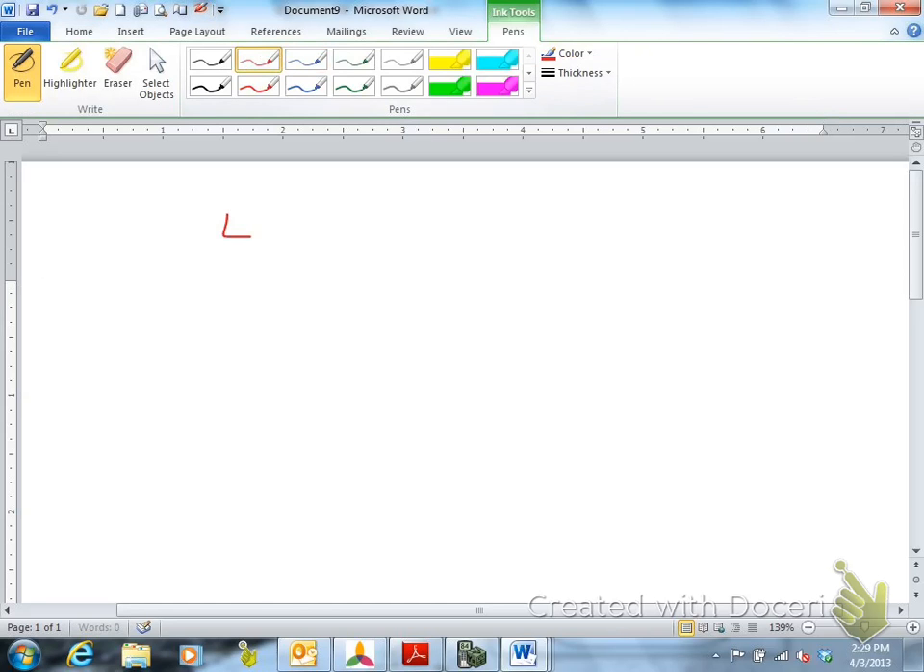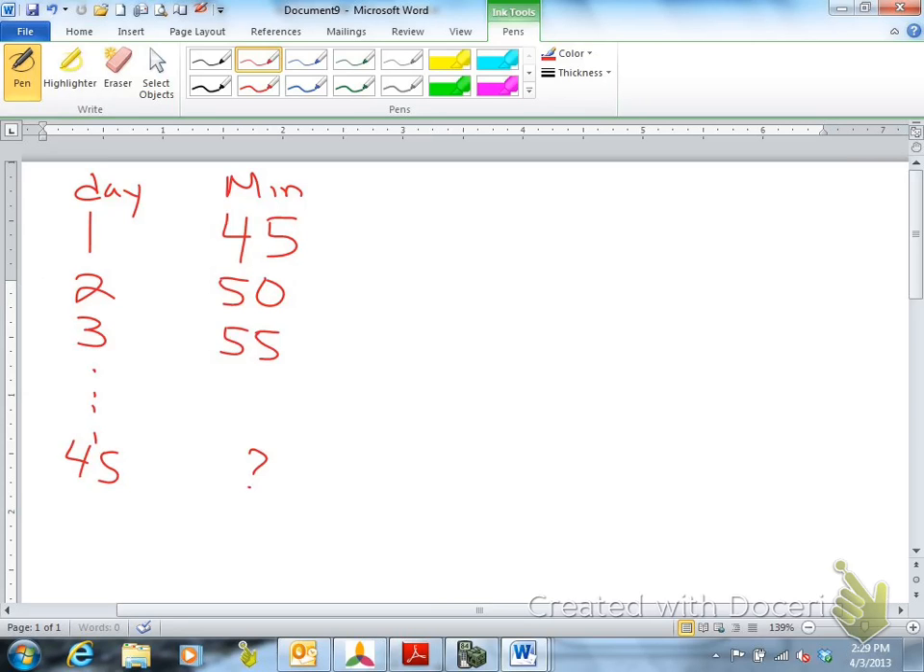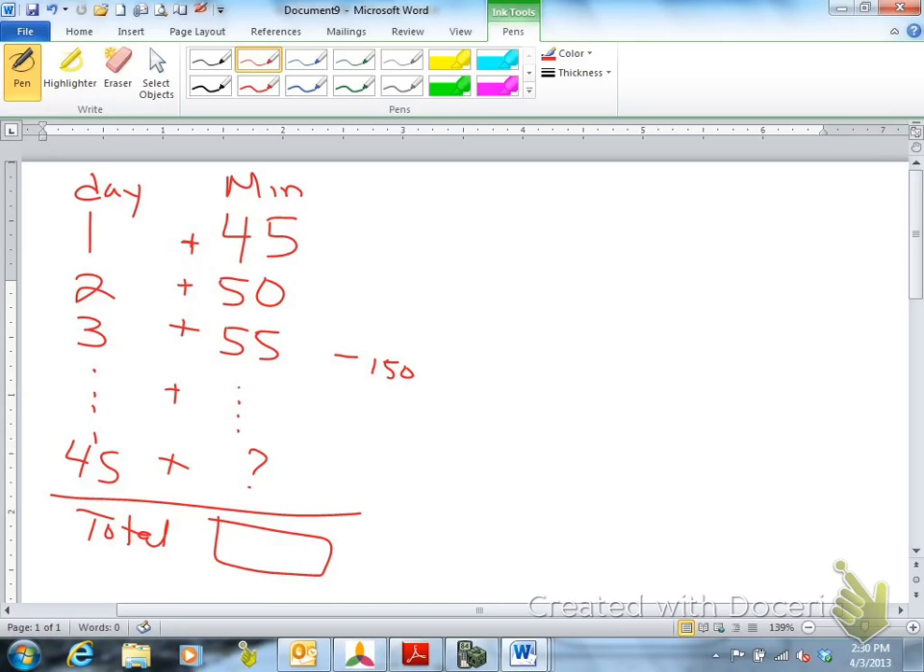You have 45 on the first day, 45 minutes. So this is minutes. This is days. The second day, you increase 5 minutes. So that would be 50. The third day, you increase 5 minutes. That would be 55. And you keep going for 45 days of the semester. And we could figure out how much you practiced the last day. But the question is, how much total did you practice? So you have to add up all of those practice times. So you have 95, 150, and you keep adding. That would be the long way.